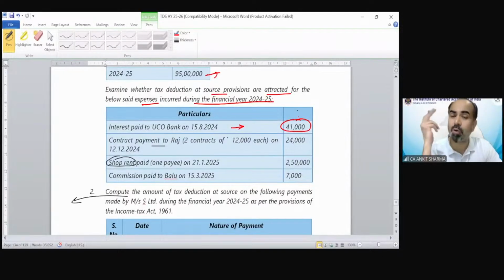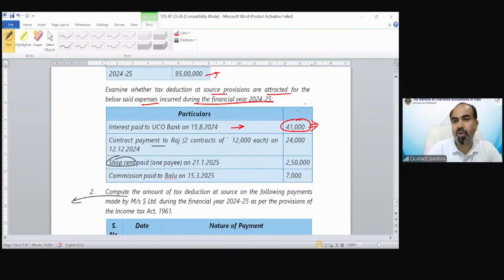Please recall the provision. I have asked you multiple times, all of you. The process of solving a question is to understand the question first of all. Then don't try to solve it. First of all, just imagine which concept is going to be applicable in this case. And then you will think about the answer. So in this example, interest paid to UCO Bank on 15th August 2024 is 41,000 rupees. So whether TDS provision is applicable or not, yes or no.